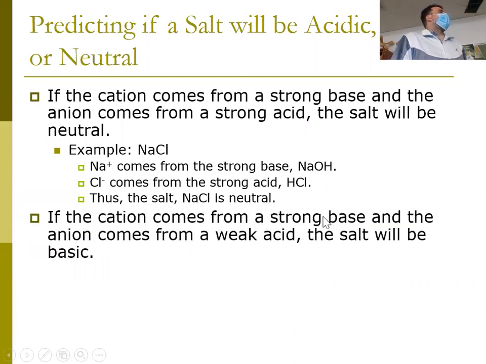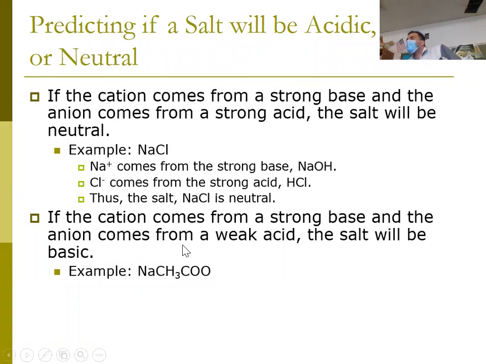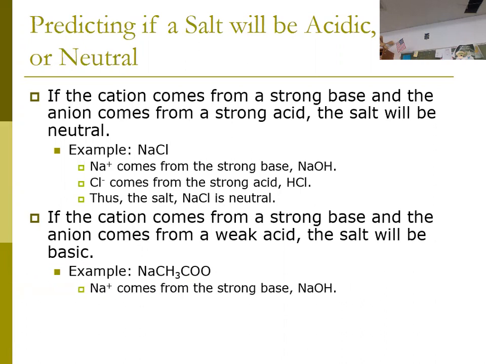If the cation comes from a strong base and the anion comes from a weak acid, the salt will be basic. So here's my example of this. This is where I thought it was a while ago. Na comes from sodium hydroxide. That's a strong base, isn't it? Acetate comes from acetic acid. Is this a strong acid or weak acid? It's a weak acid. So a strong base and a weak acid would make what?